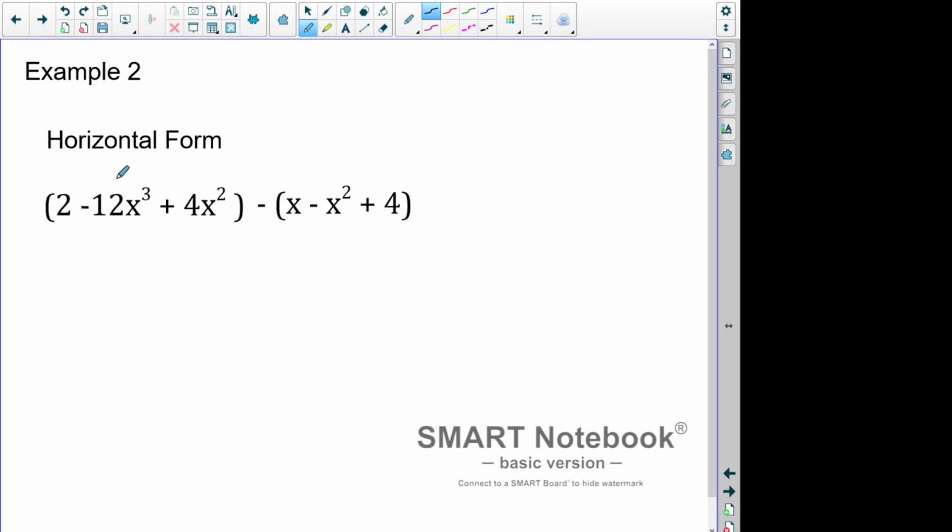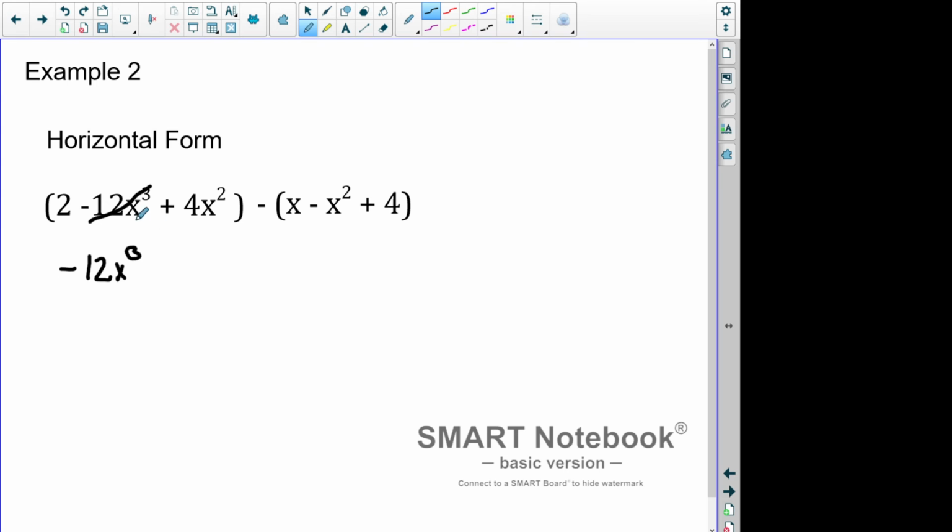So again, I'm going to start with my largest term, right? My largest degree term. So I've got x cubed here. So I'm going to write that out, negative 12x cubed. Okay, so I'm done with that one. I like to cross them out just to make sure that I got them. That's a 3 right there.